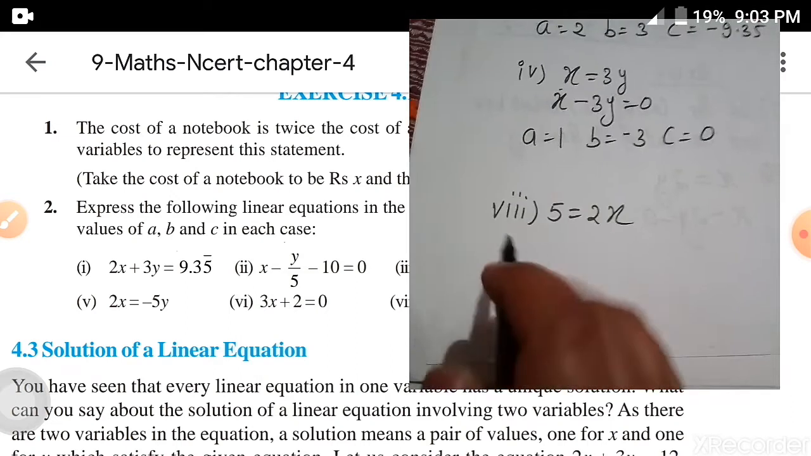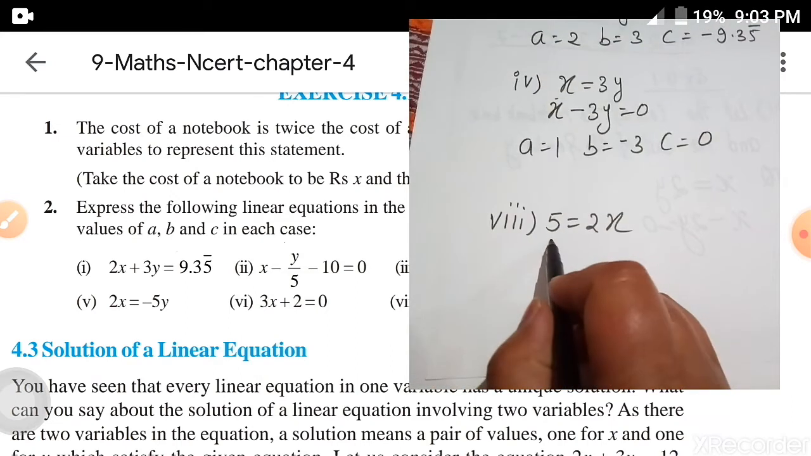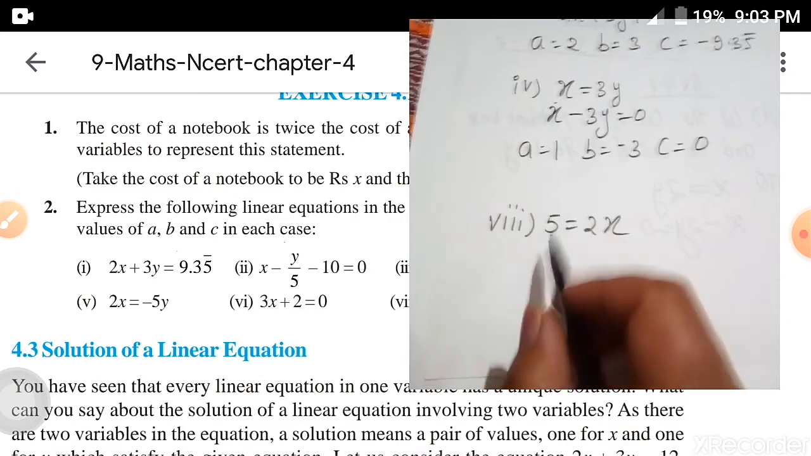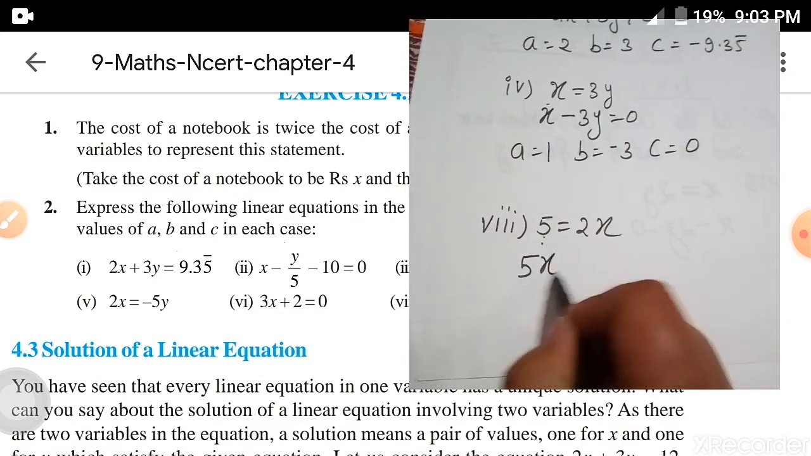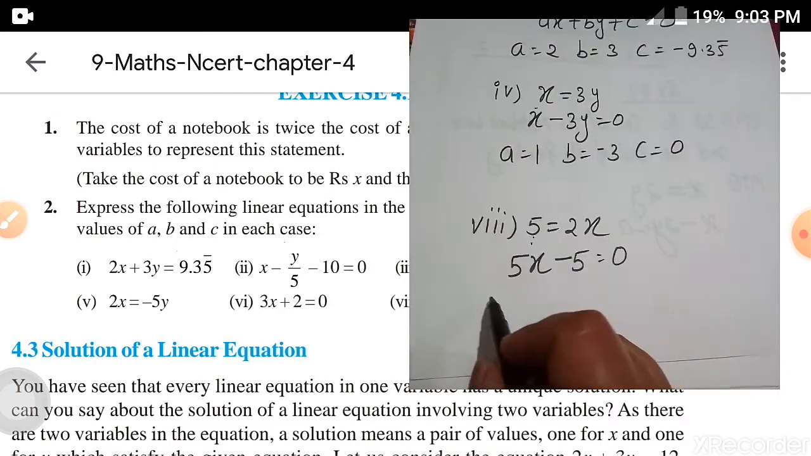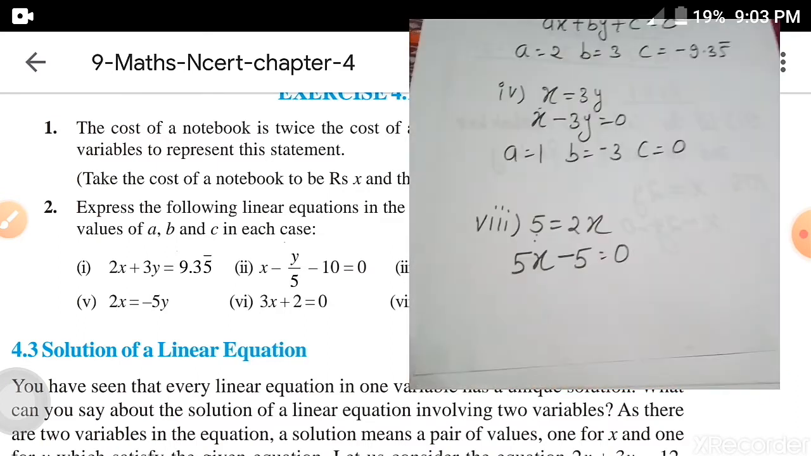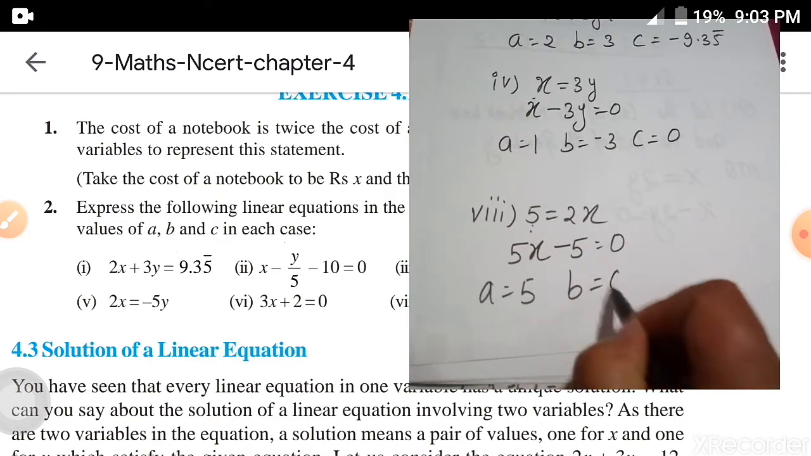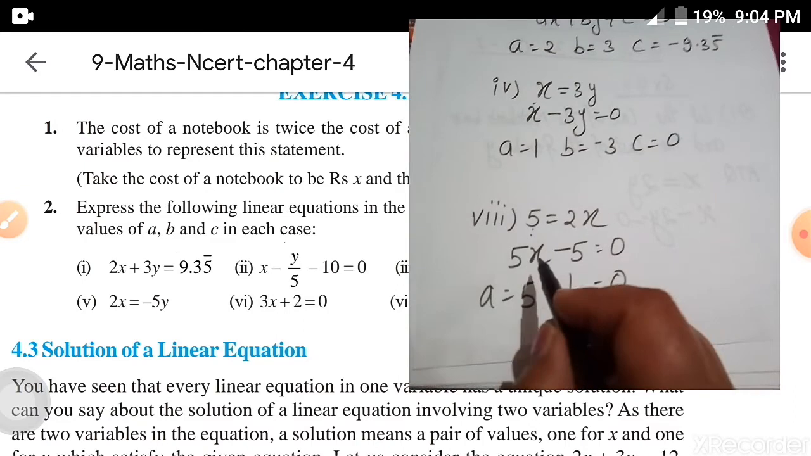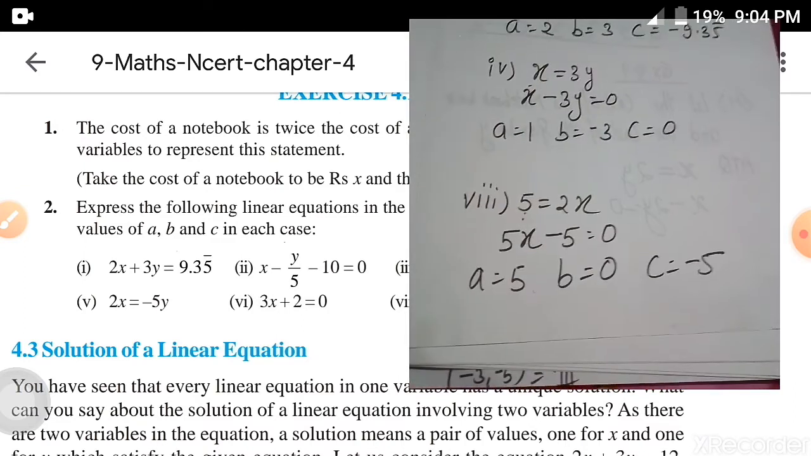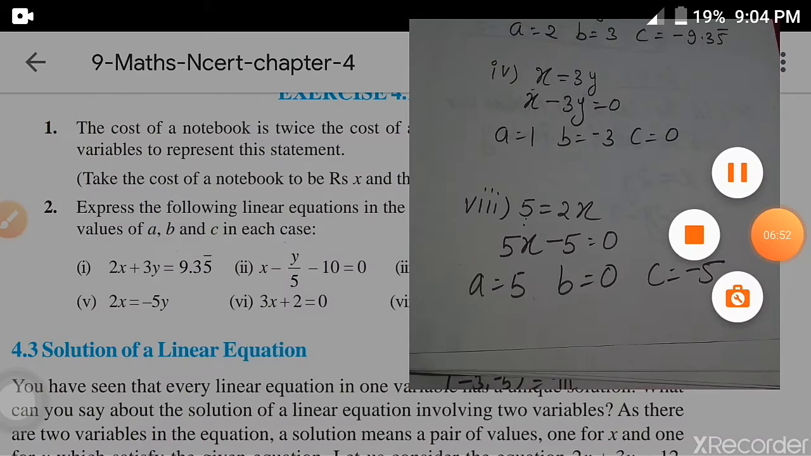Similarly, in the next eighth part, you can shift 5 here or 2x here. According to convenience, we will shift 5 here: minus 5 equal to 0. Now on comparing with ax plus by plus c equal to 0, you will write a is equal to 5, b is equal to 0, because you can see that there is no y term, and c is equal to minus 5. Now the rest of the part you will do yourself.